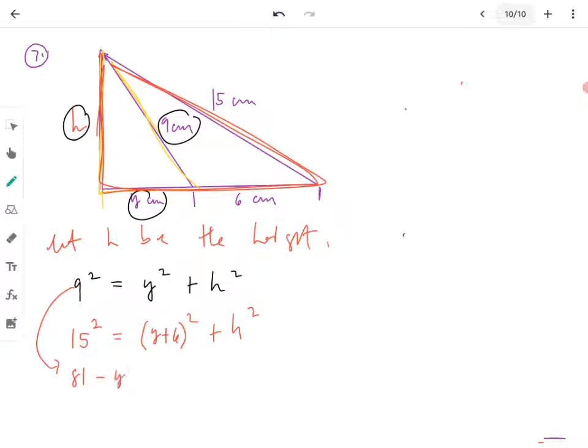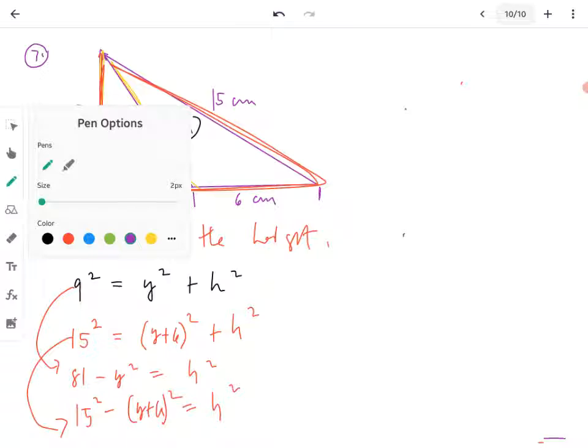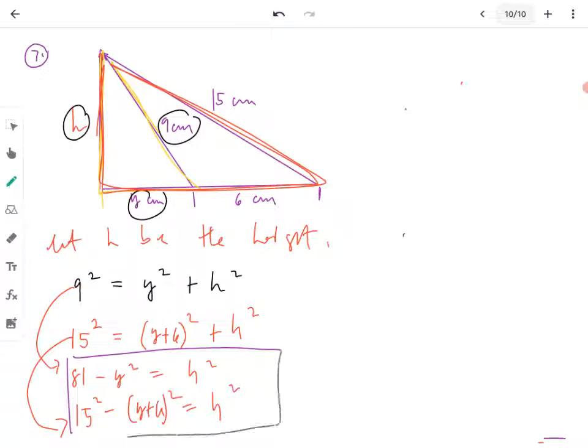Now, we can rewrite this as 81 minus y square equals 8 square. Then we can rewrite this as 15 square minus y plus 6 square equals 8 square. So as you can see here, we're just rewriting both into 8 square so that we can make an equation of them. Since they are both equal to 8 square, they are also equal to each other.